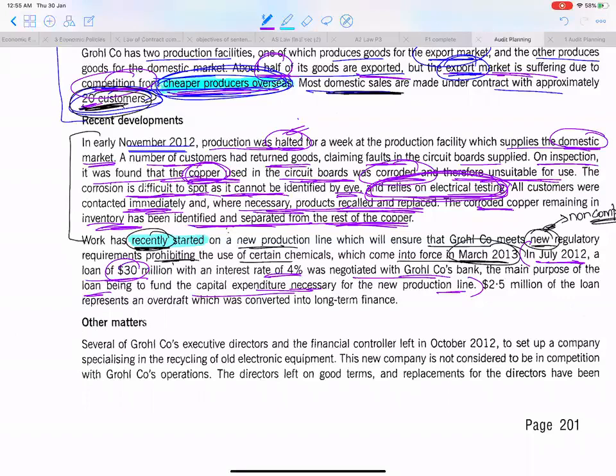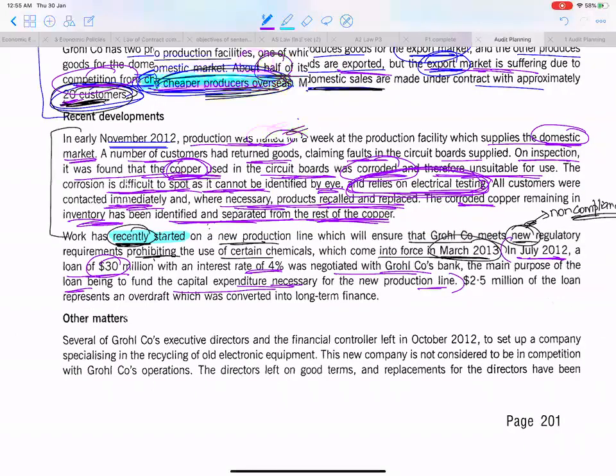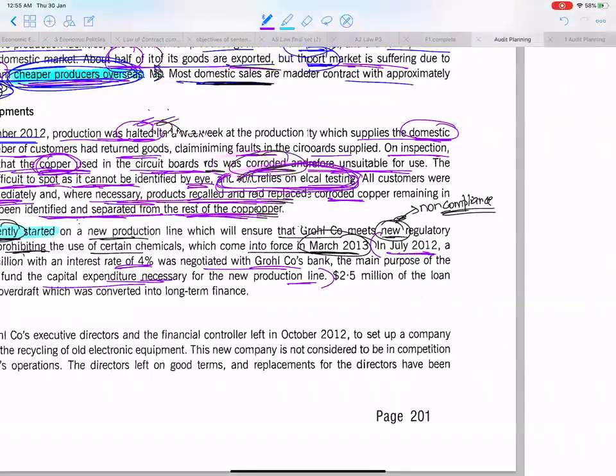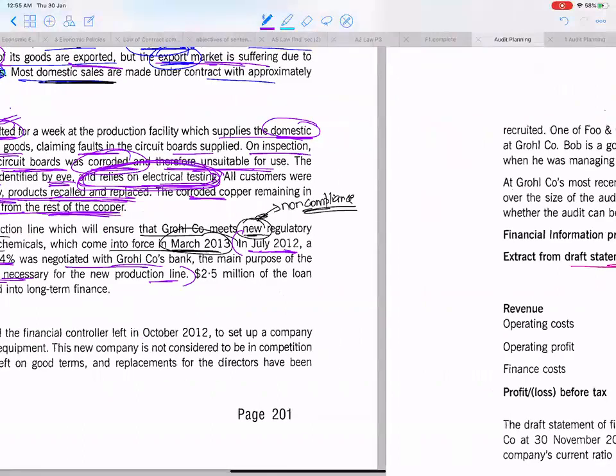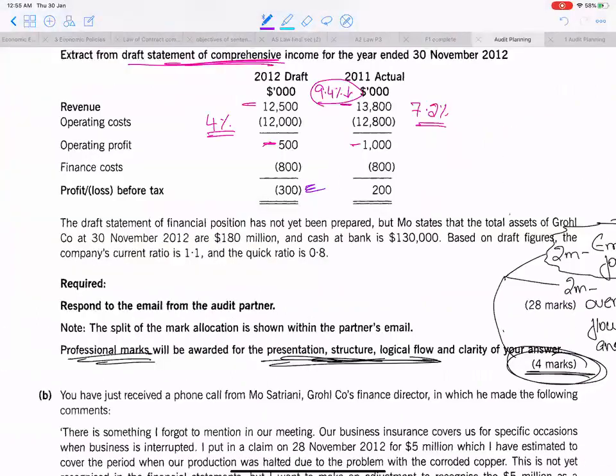Let's see the financial position of the company on the next page. It shows that Grahal company is already in a loss of 300,000. And if you have taken a loan of $30 million at 4%, so $30 million into 4% means an additional burden of 1.2 million.